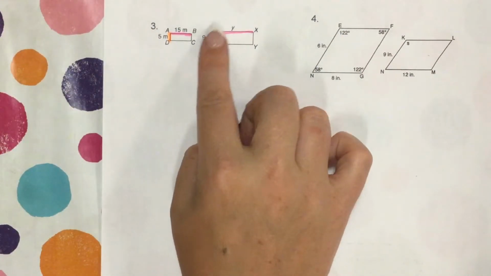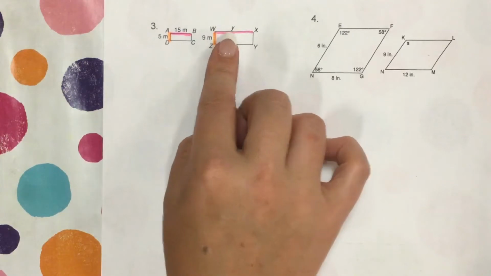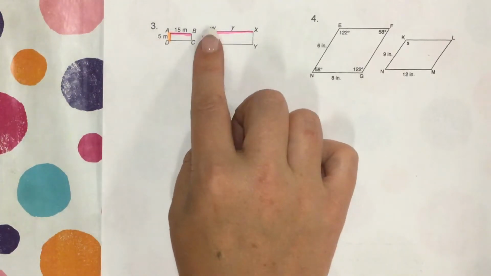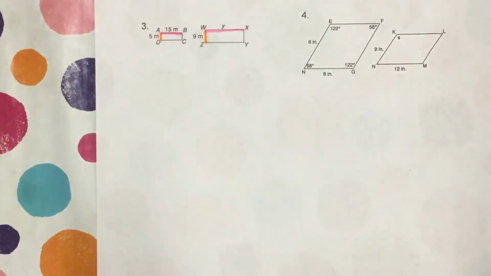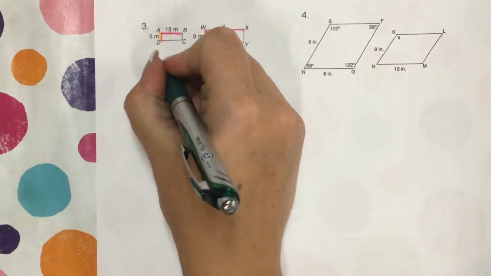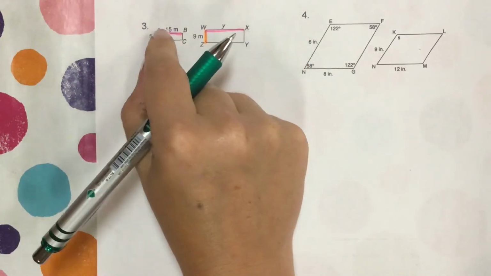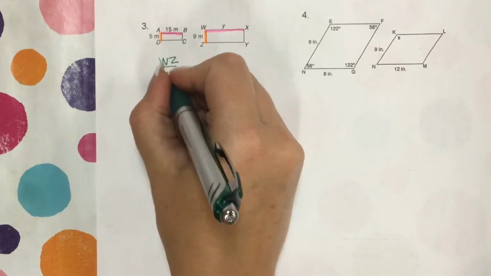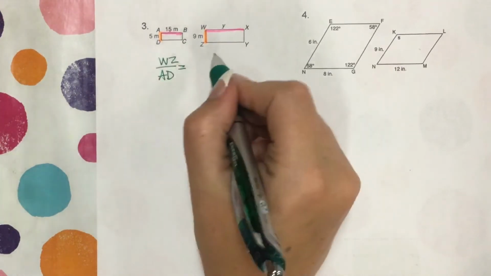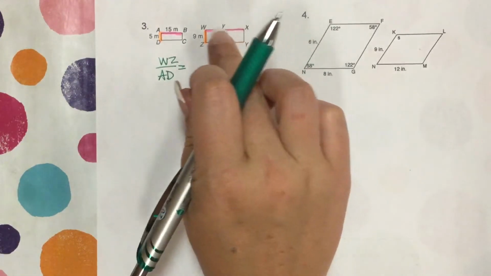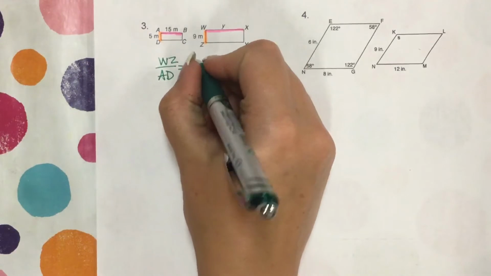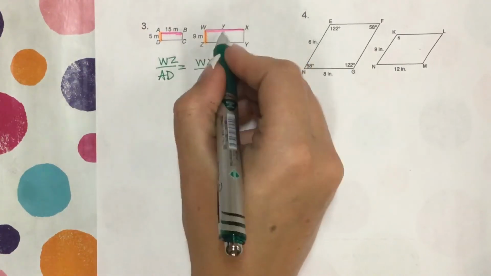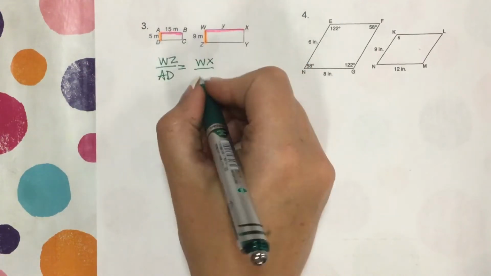So I'm going to write the big rectangle on top of my fractions and the small rectangle on the bottom. I'm going to start with the corresponding side where I have both pieces of information right here. So that's going to be WZ over AD. And that ratio is equal because they're similar. Remember, I have the big rectangle on top, so that's going to be WX over the side that corresponds to that, which is AB.